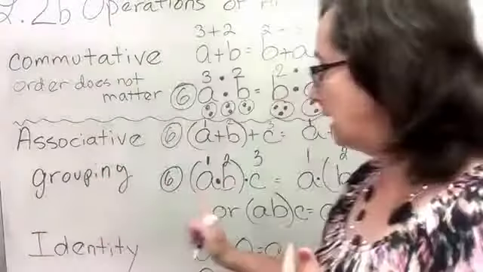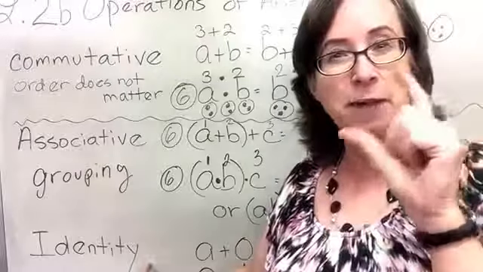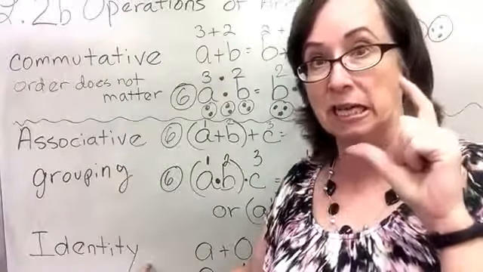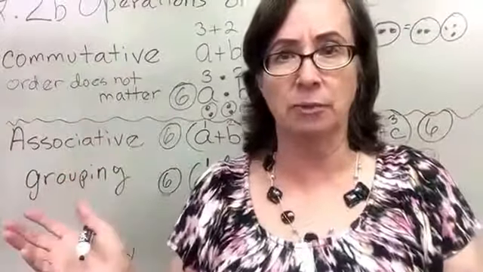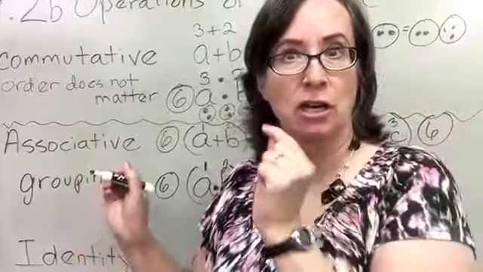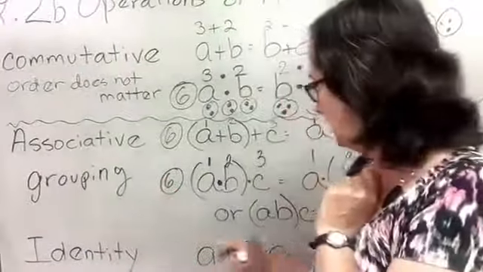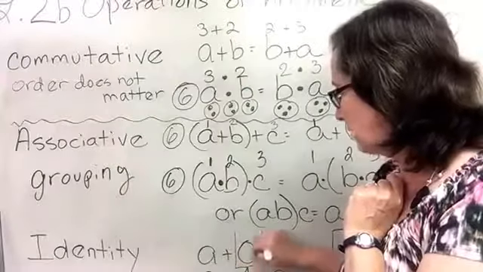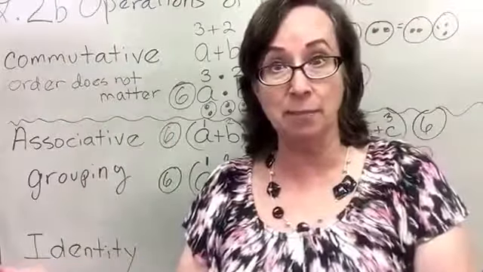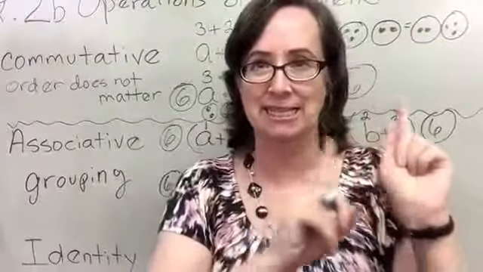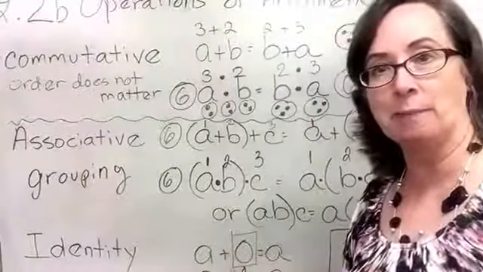Now, the identity property of addition is talking about a special number, which is the identity number of addition. What number can we add to any other number and not change the identity of the number that we added to? And the answer to that one is 0. That special number in addition is 0. We can add 0 to any number and not change its identity. So that is the identity property of addition.